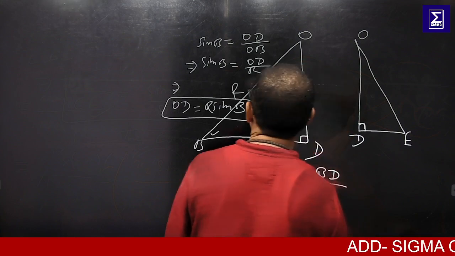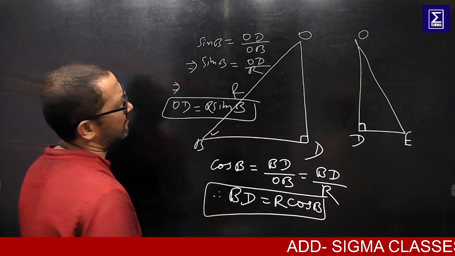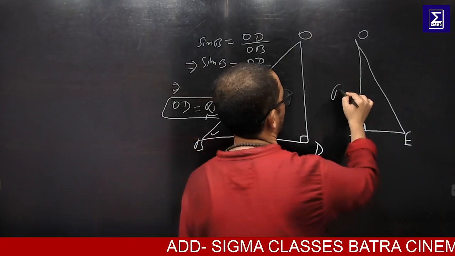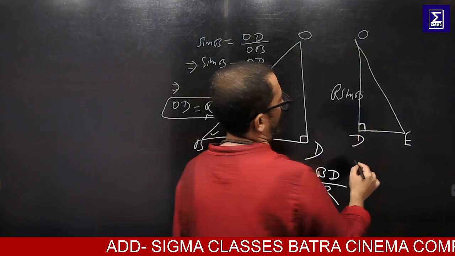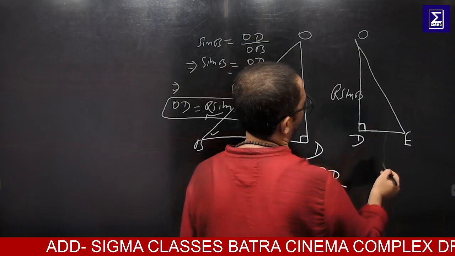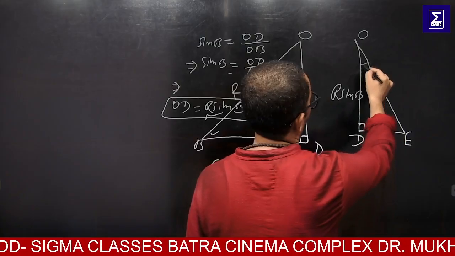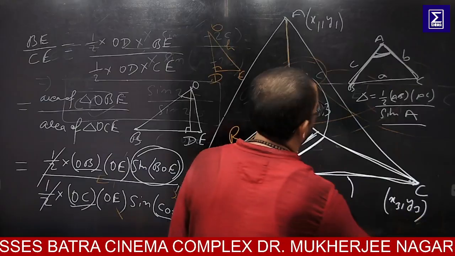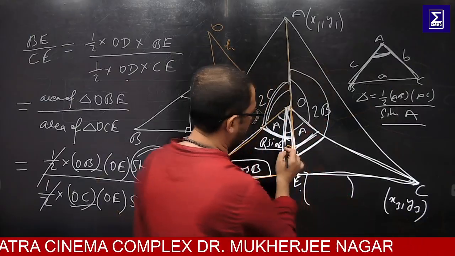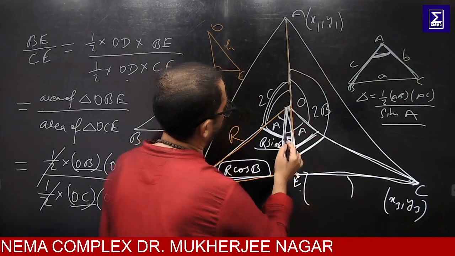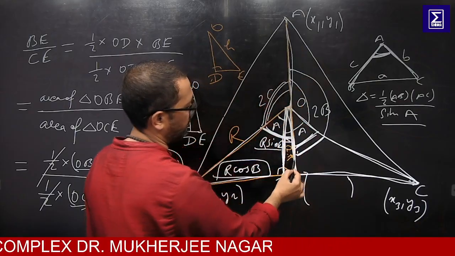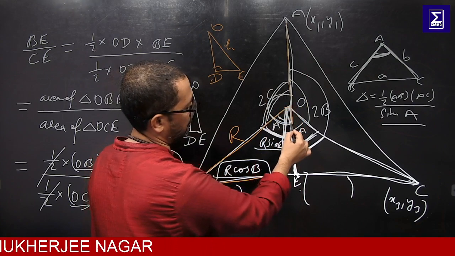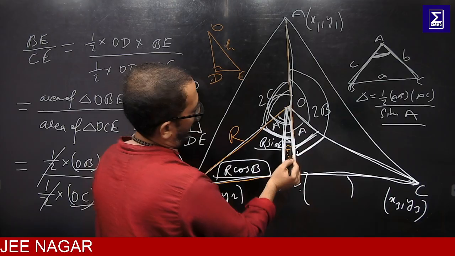So let us see here. OD, what is OD? We got R sine B. So this is R sine B and this is 90 degree. This is the angle. We have to find this angle. What would be the angle, measure of this angle? So this angle is nothing but, this is the straight line. Yes. So it makes entire what, how much? 180 degree.